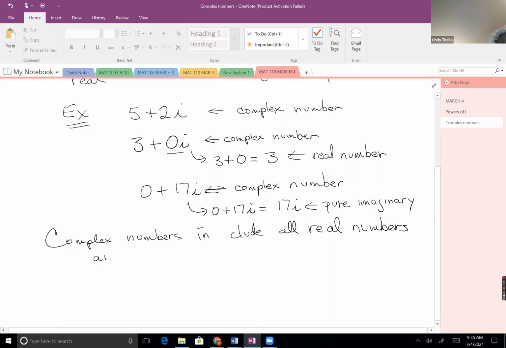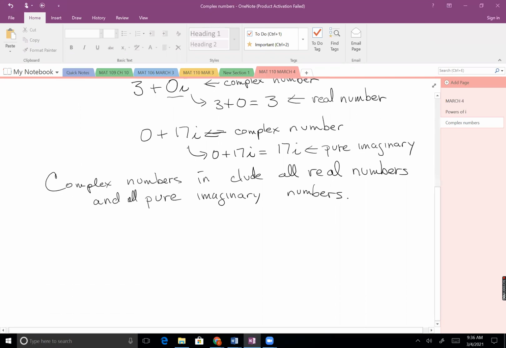And all the pure imaginary numbers. So it's a pretty cool set. It includes real numbers, your imaginary numbers, as well as those that are the sum of both, the complex numbers. So far so good.